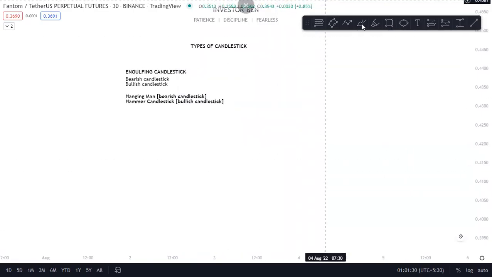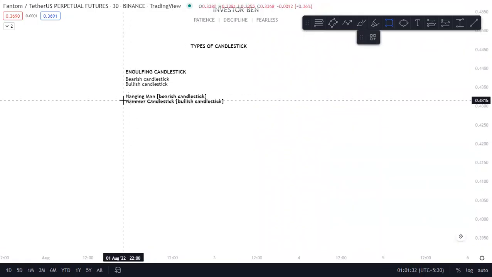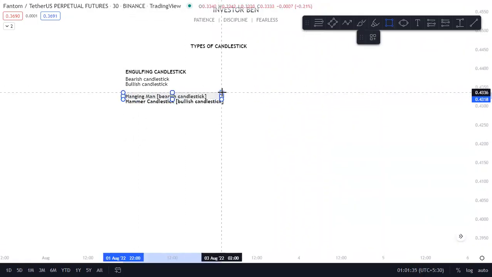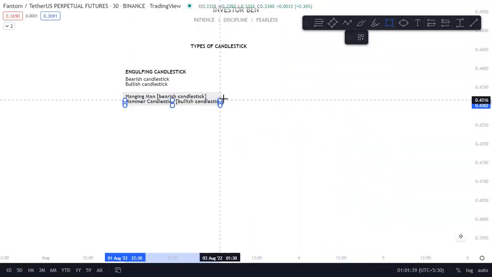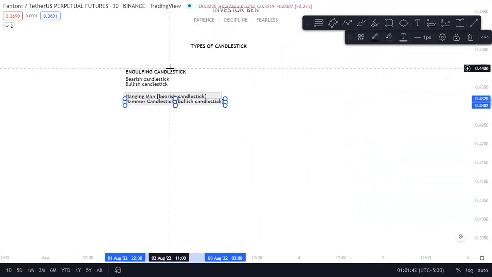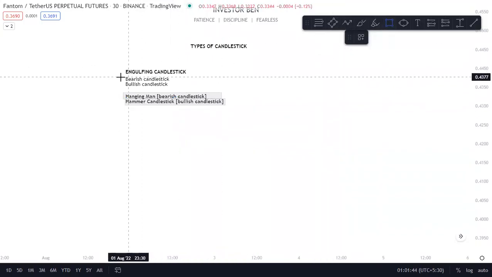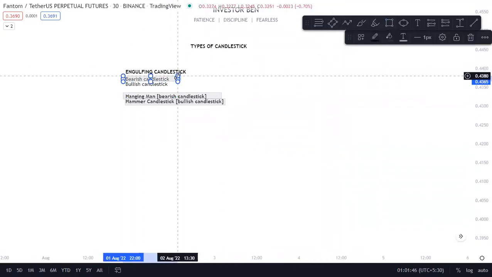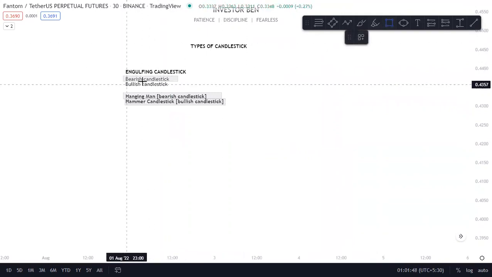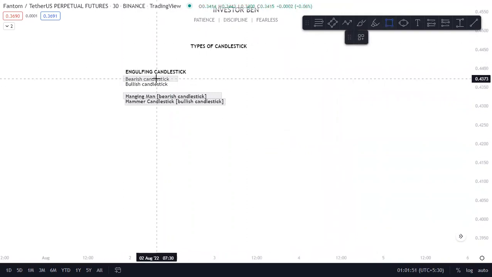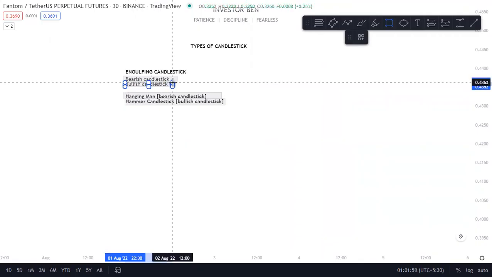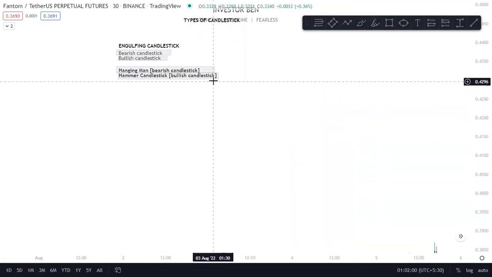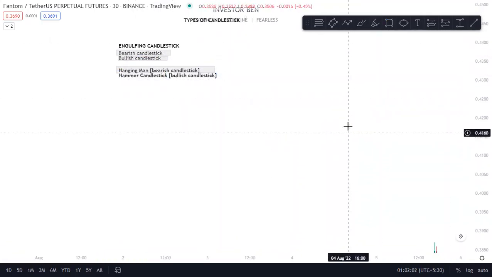Okay, so this one is the bearish candle, right? And this one is the bullish of this one, just like how we have engulfing candlestick. In the engulfing, we have the bearish type of engulfing candlestick. And if I'm to write it in full, this one will be bearish engulfing candlestick and bullish engulfing candlestick, right? Yeah, that is how both of them are.